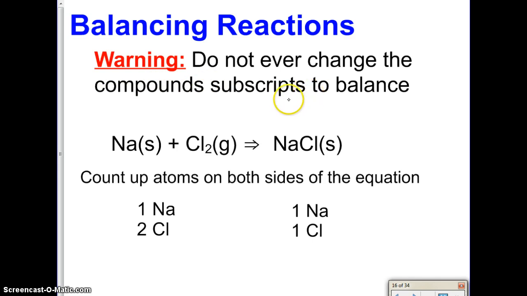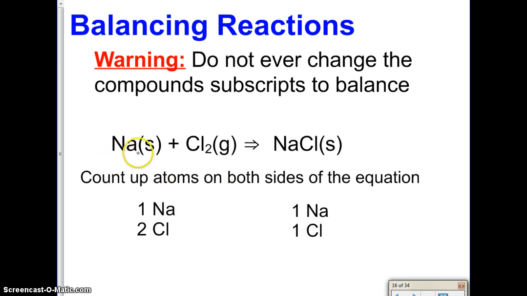All we're adding is the coefficients, which remember is the big numbers out in front. It's what we're basically multiplying the compound or elements by. So looking at this, the first thing we're going to do is count up the atoms on both sides. Remember that due to the law of conservation of mass, the atoms on the reactant side should equal the atoms on the product side. So we count up the atoms on both sides.